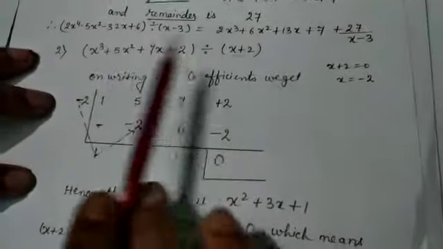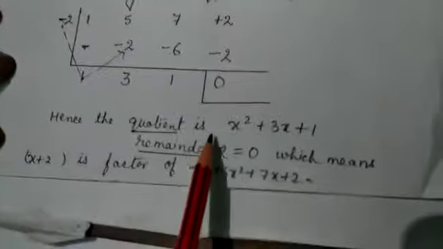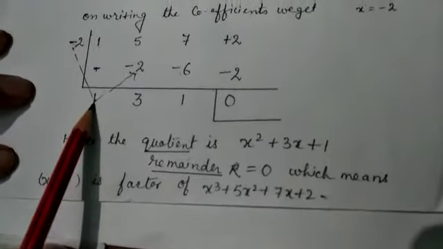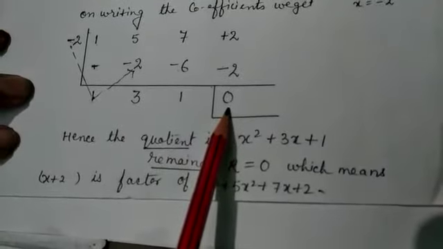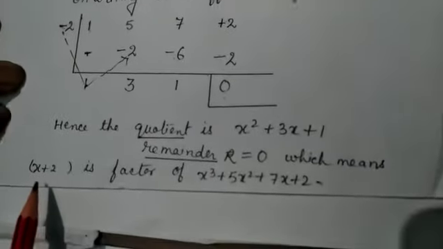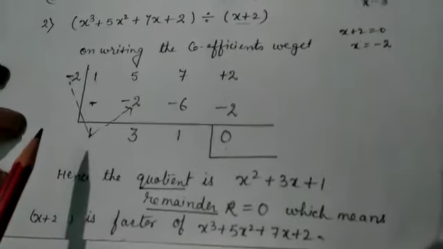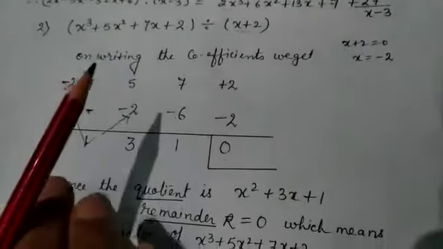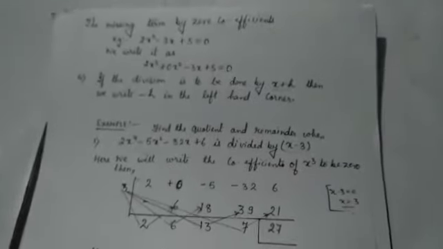It means that x plus 2 is a factor of the given polynomial. Hence, the quotient is x square plus 3x plus 1, and the remainder is 0. So, we can say that x plus 2 is a factor of the given polynomial. So, this is how we will do the synthetic division, and we'll apply it in solving the Cardan's method type 3. Thank you.